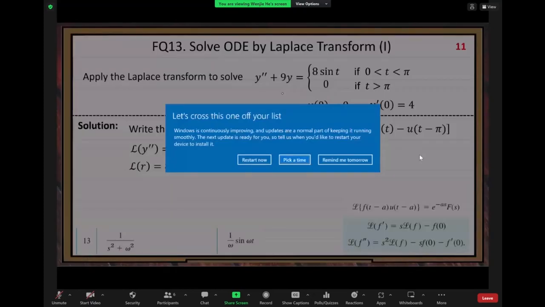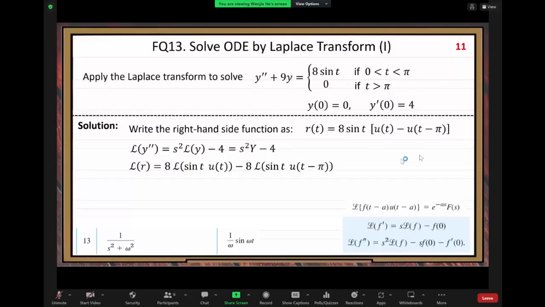Oh, what's that? Windows updating. I don't need it. Tomorrow. It asks me for an update. All right.